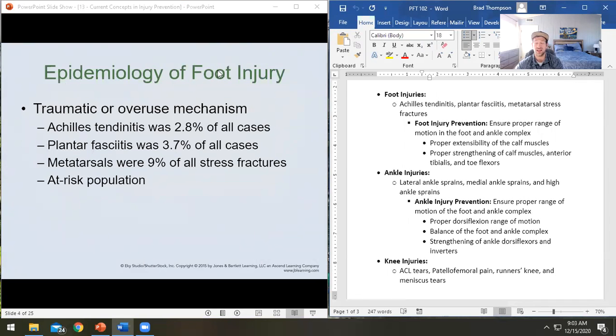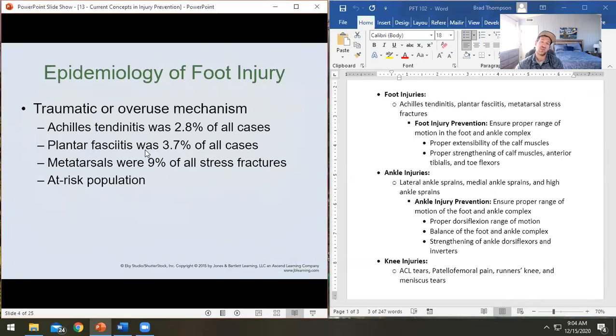So looking at this first one here, we're looking at the epidemiology, which is the study of how often these injuries occur. We're looking at foot injuries, right? There are a lot of overuse injuries that can occur here. Achilles tendonitis is one, that's 2.8% of all foot cases. Plantar fasciitis, which is a very common one, is 3.7% of all cases. Stress fractures on the bottom of the foot are 9% of overall cases.